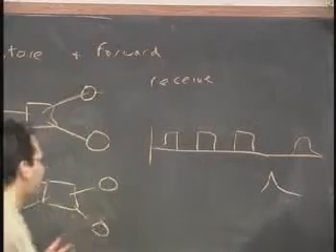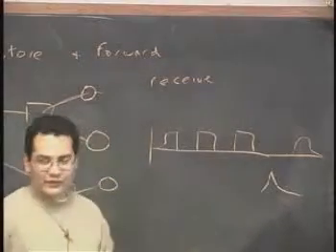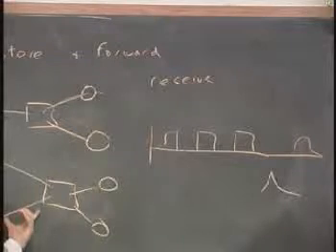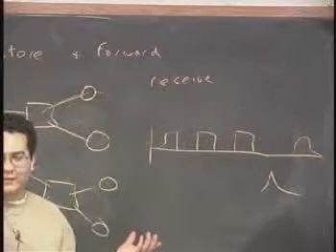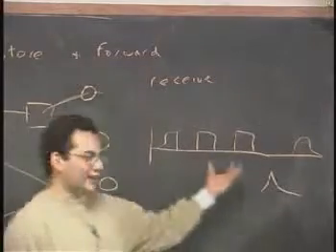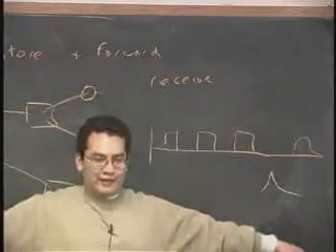So one thing that this implies, this is a physical characteristic of the link layer, is that the length of the link, as for example in an Ethernet paper, this is a big issue. The length of the link is bounded.